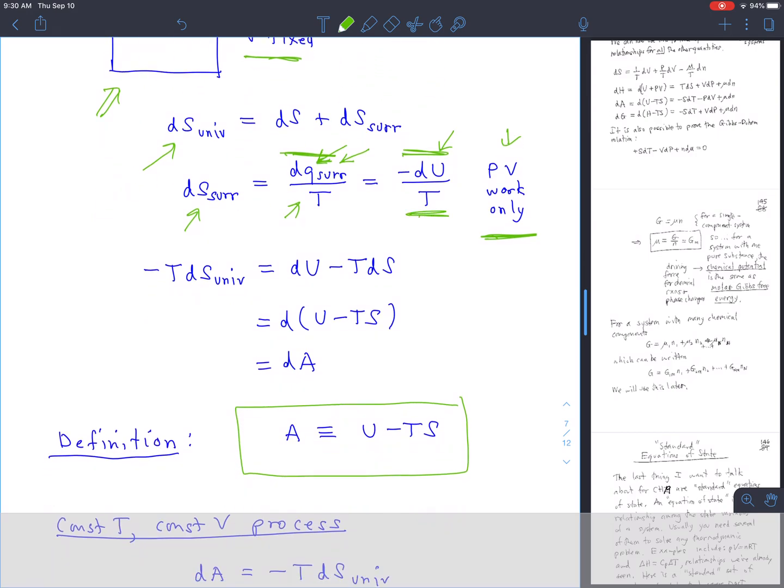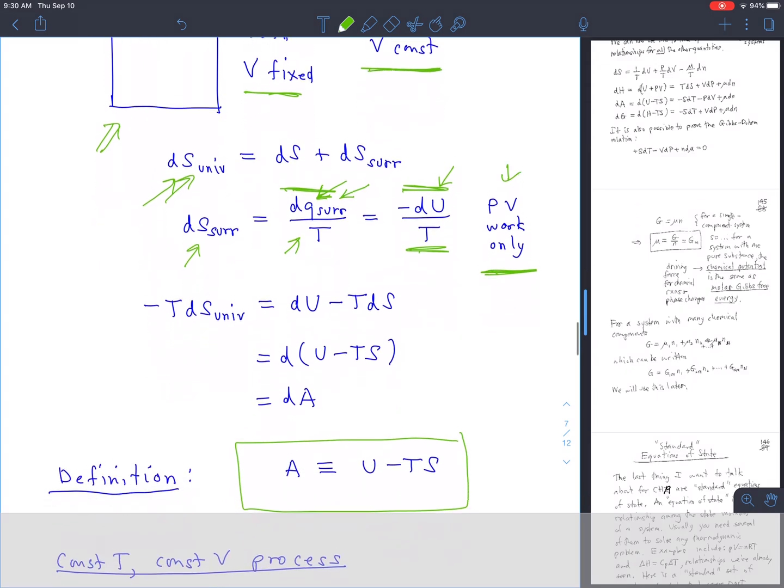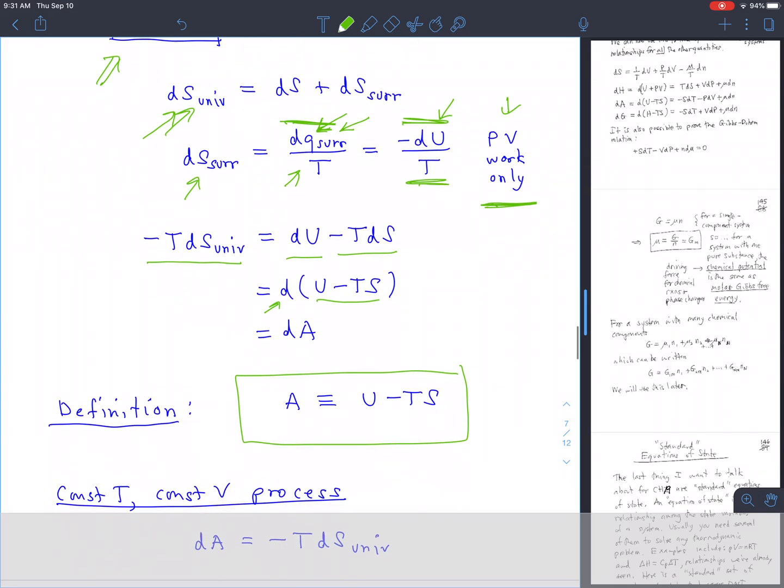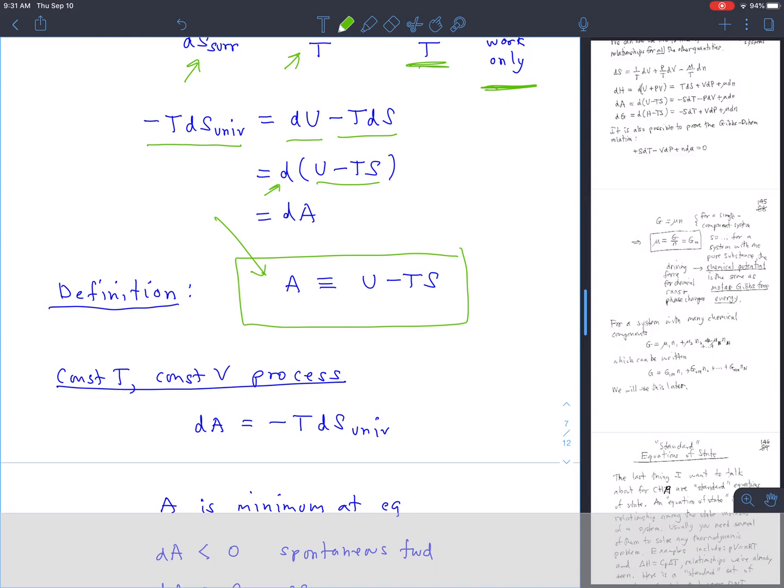And now plugging that expression back into the expression for the total entropy and multiplying by minus T on both sides, we get that minus T delta S of the universe is now dU minus TdS, which is the differential of the quantity U minus TS. And so we make the definition very similar to what we did for Gibbs free energy. We define this new quantity called the Helmholtz free energy as U minus TS. You can see the only difference between Helmholtz and Gibbs is that Helmholtz has energy here and Gibbs has enthalpy there.